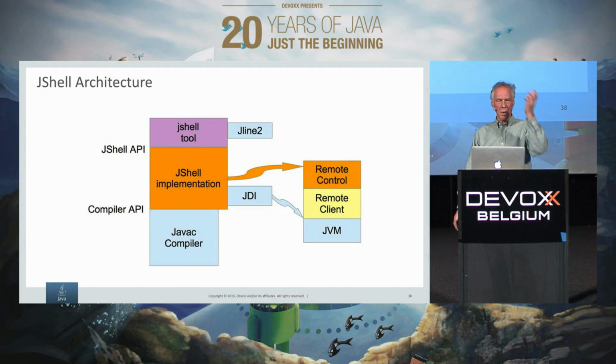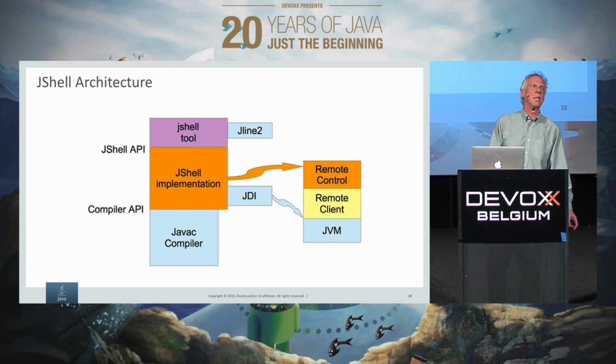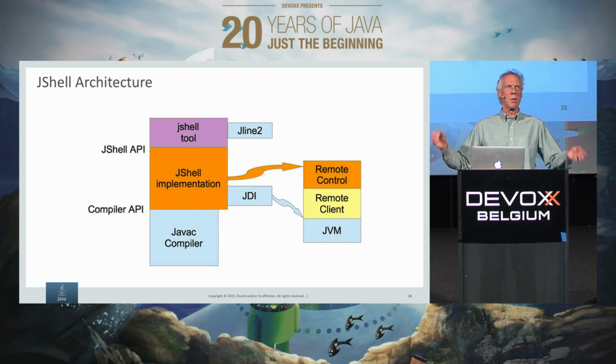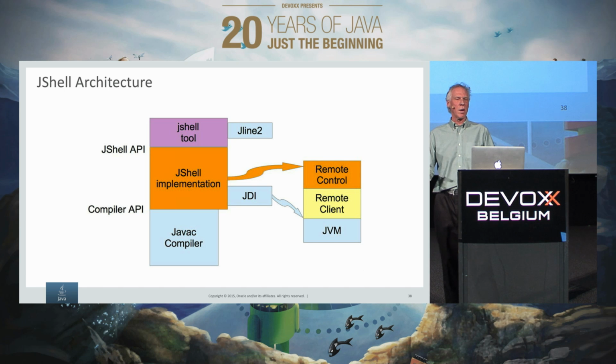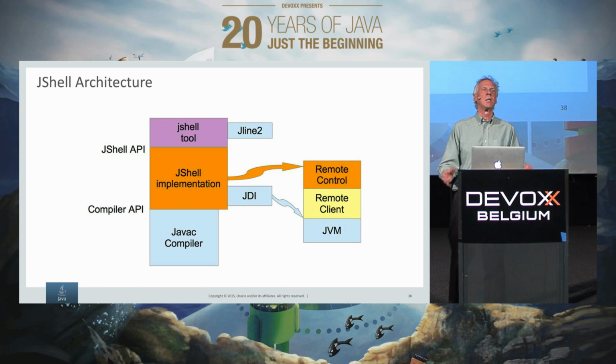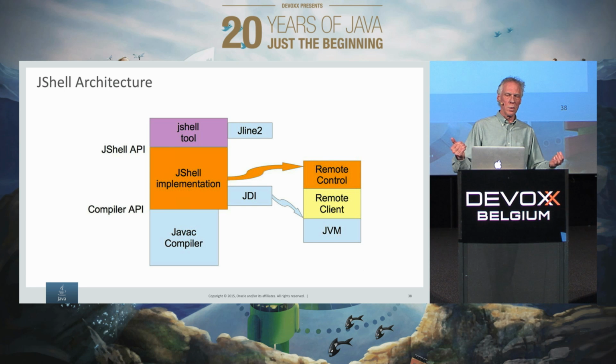What's the architecture? The big orange block there is the JShell implementation, and that's built right on top of the javac compiler, the standard compiler in the Java platform. What it uses is the compiler APIs. There are public APIs defined for the Java compiler to allow you to do compilation, and that's how the compilation works in this.